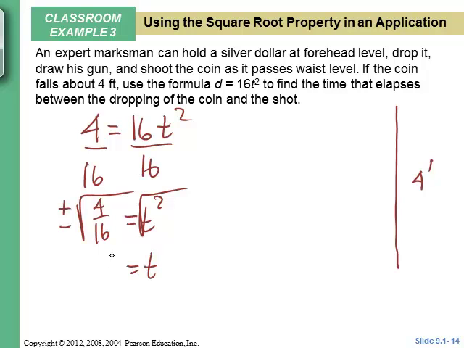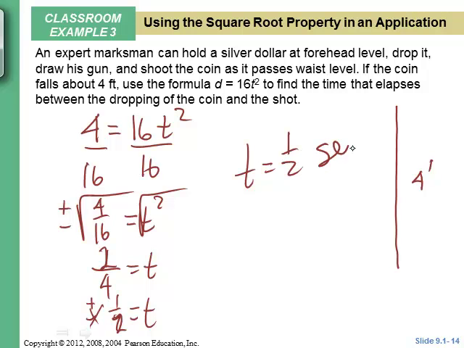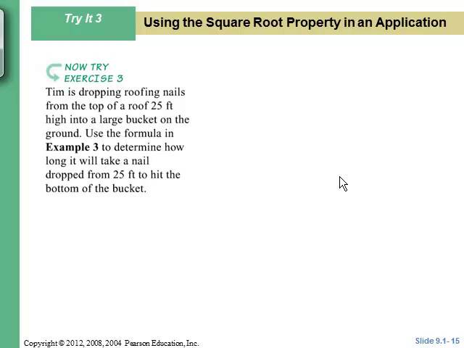T equals square root of 4 is 2. Square root of 16 is 4. So t is plus or minus 1/2. Now the thing is, anybody knows you can't be minus 1/2 second. That means he could have shot it a half a second ago. So t is 1/2 second. Try this one.